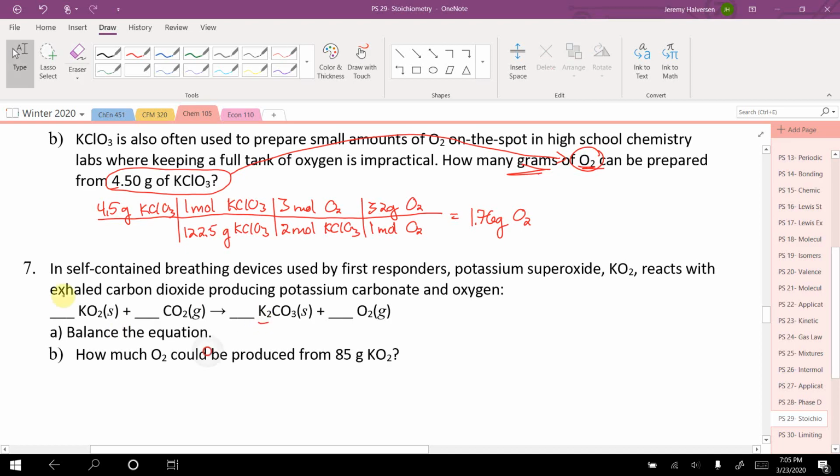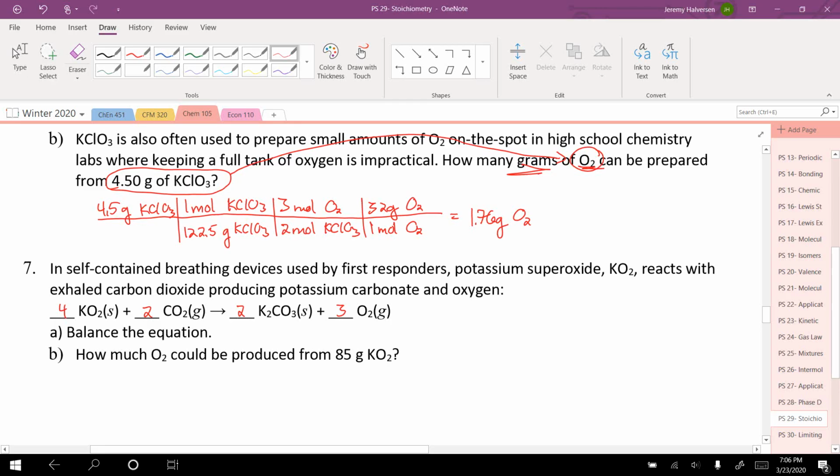So 2 potassiums here, so let's throw a 2 right there. Let's see, 1 carbon, so let's put a 1 there, which leaves me with 6 oxygens. I've got 3 oxygens here already, so I need 3 more, so that's going to make that a 3 halves. But I'm going to double it to get rid of the half. So let's just double check. 4 potassiums, 2 carbons, 8 oxygens plus 4, that's 12 oxygens, and here's 12 oxygens. All right, so we are balanced.